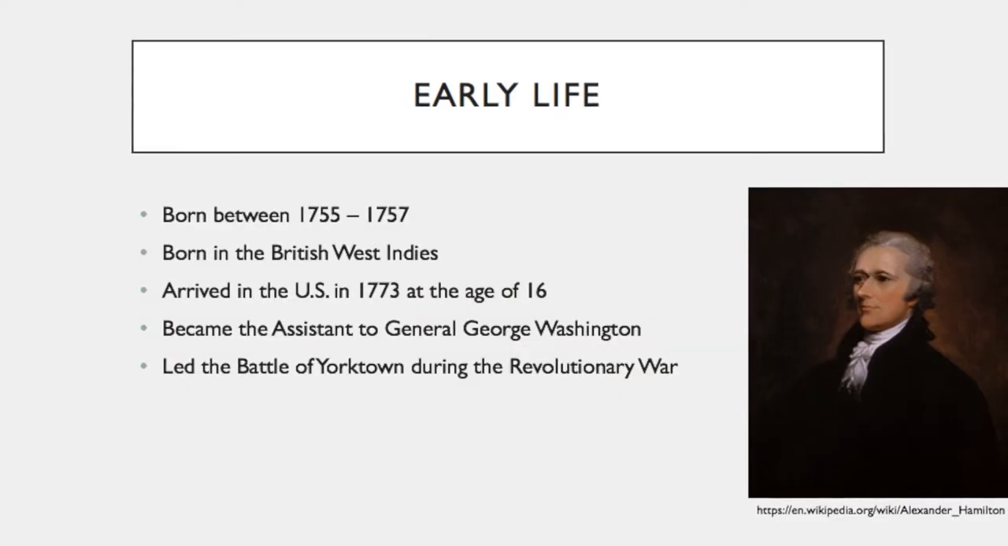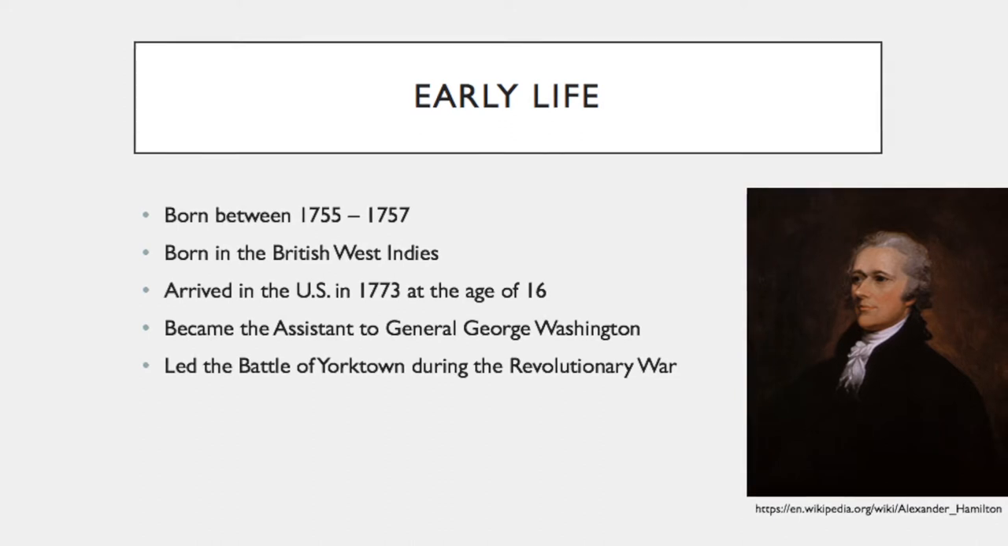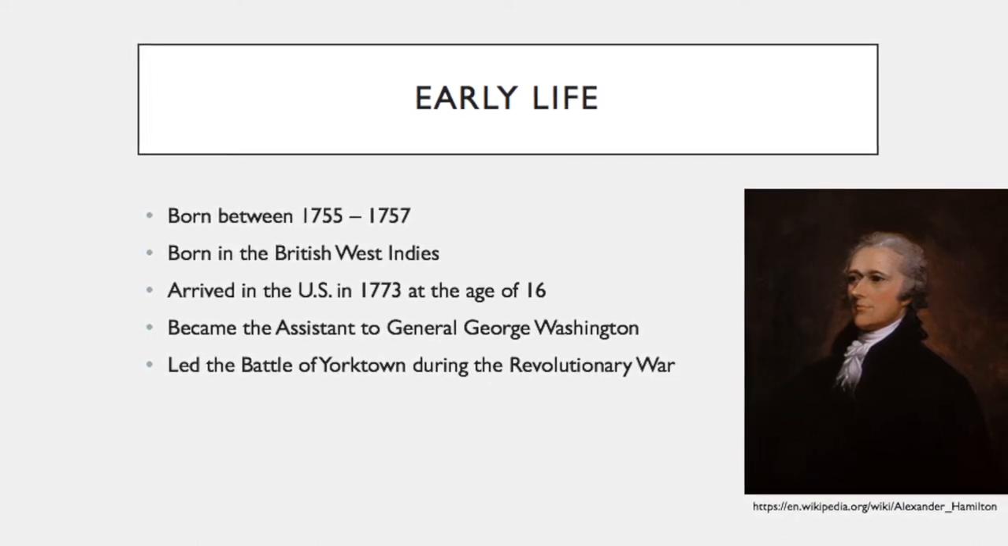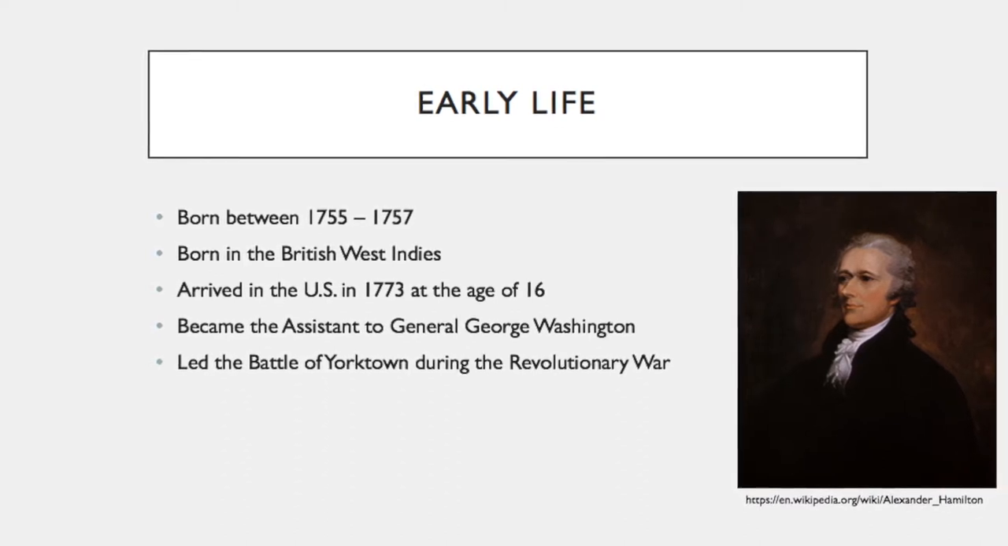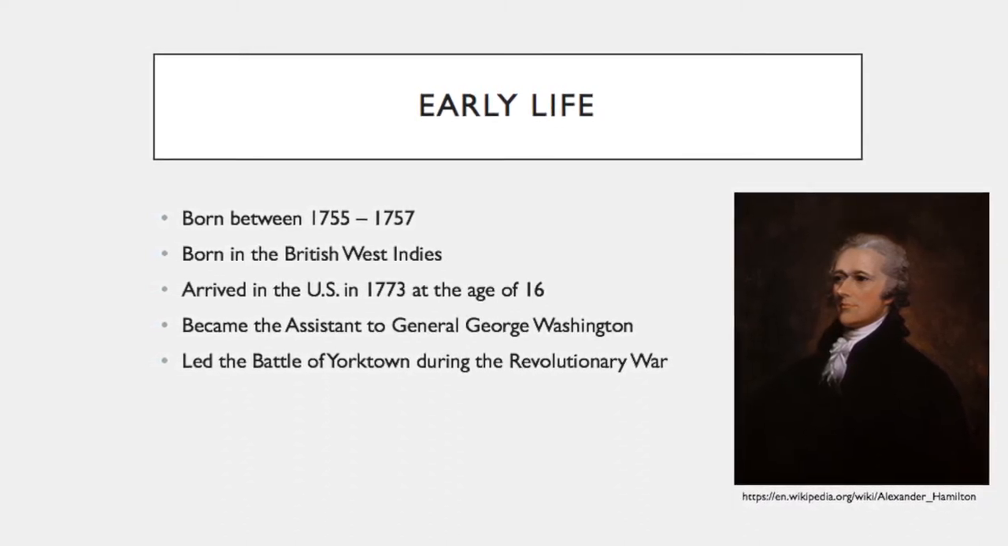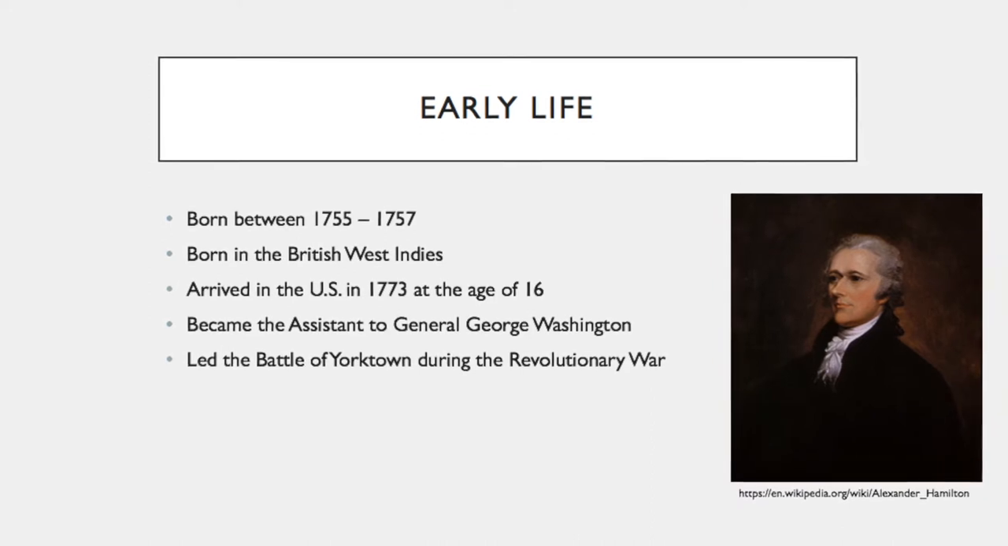Alexander Hamilton was born between the years of 1755 and 1757. We do not know his exact date of birth due to him being born in the British West Indies, but this is the best estimate that we can provide. He finally arrived in the United States in the year 1773 when he was 16 years old.